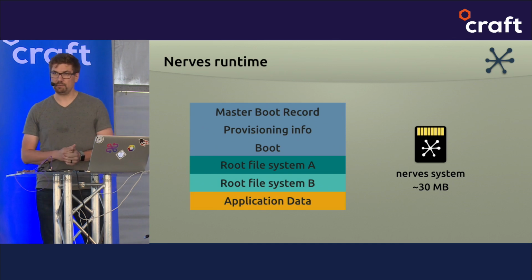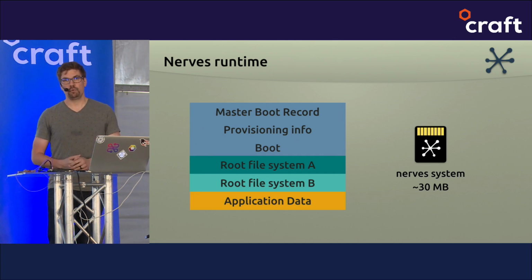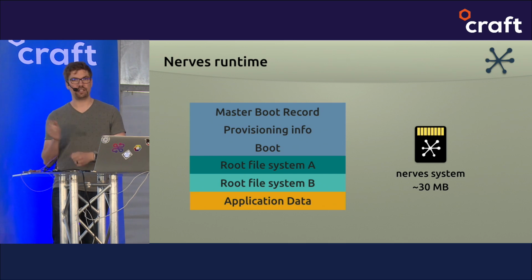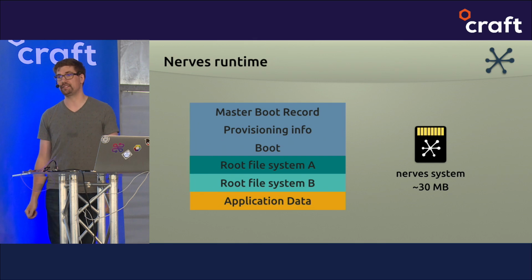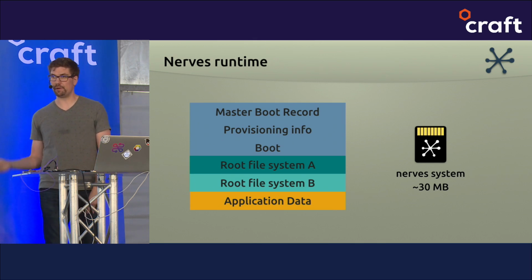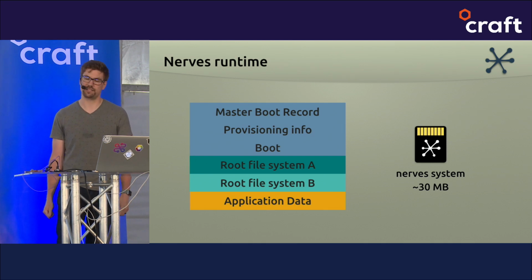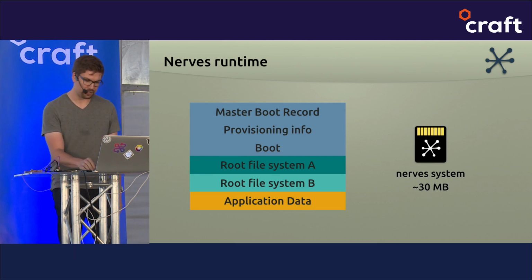Also, Nerves systems are a whitelist approach. We only turn on the kernel options and the things that you need. And so they typically ship with everything good to go with your application from a start at 30 megabytes, which allows you to very easily ship and stream them over the air and over costly internet connections like cellular data connections too.